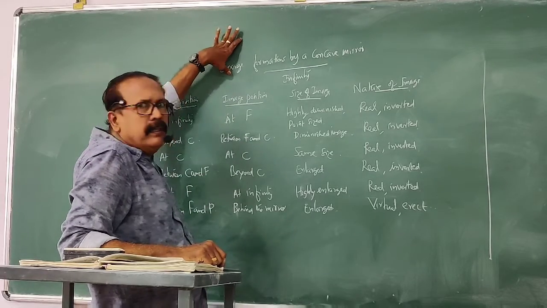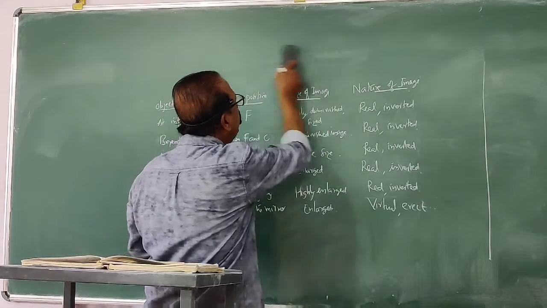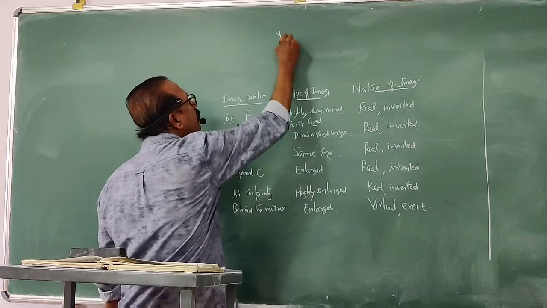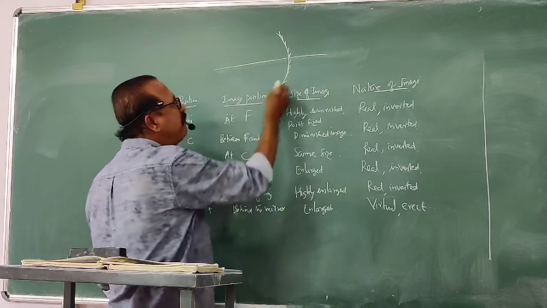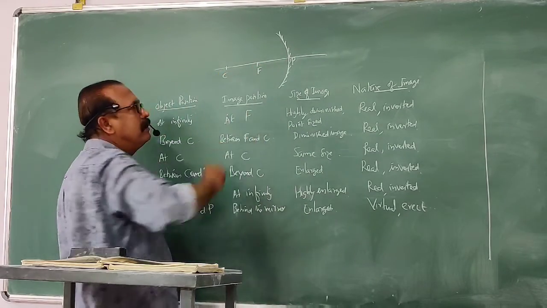Can I write here? You can see something. Can you see the board here? Okay, then I will draw the diagram here. Not all the diagrams, a single diagram for your reference. This is a concave mirror. Principal axis, pole, focus, center of curvature.